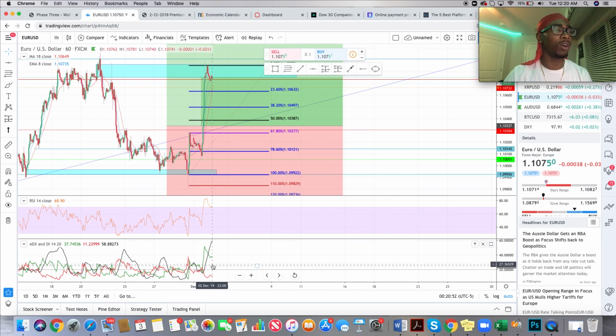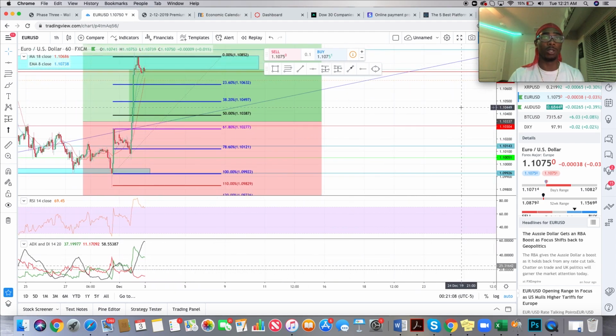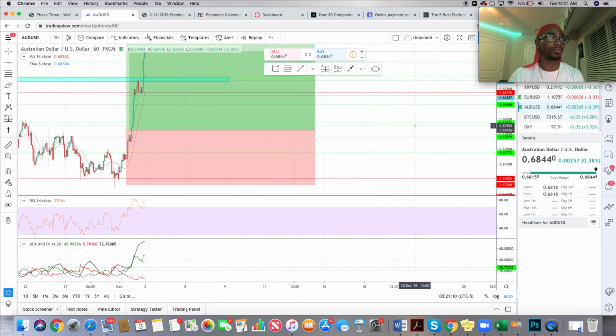When it's above 25, typically, honestly, this indicator is very powerful. I want to say 23 and 1 with this indicator. So it's very powerful when you use it correctly.